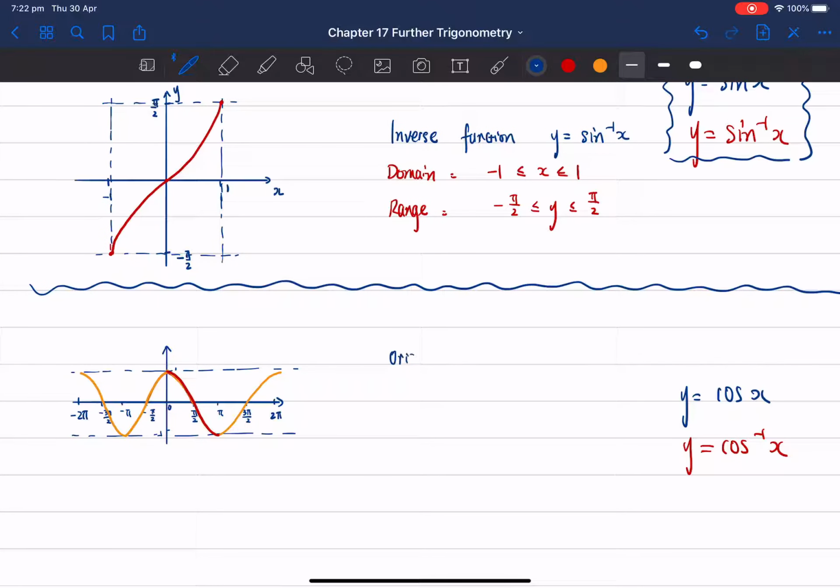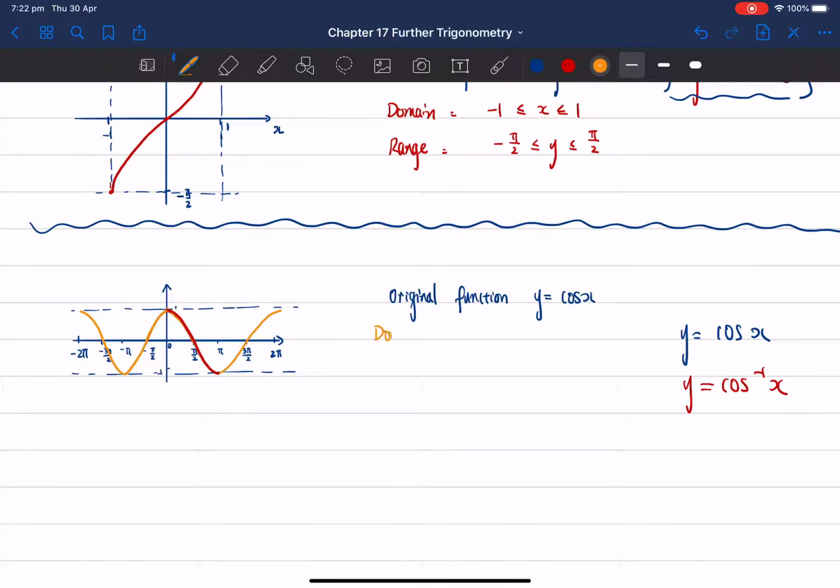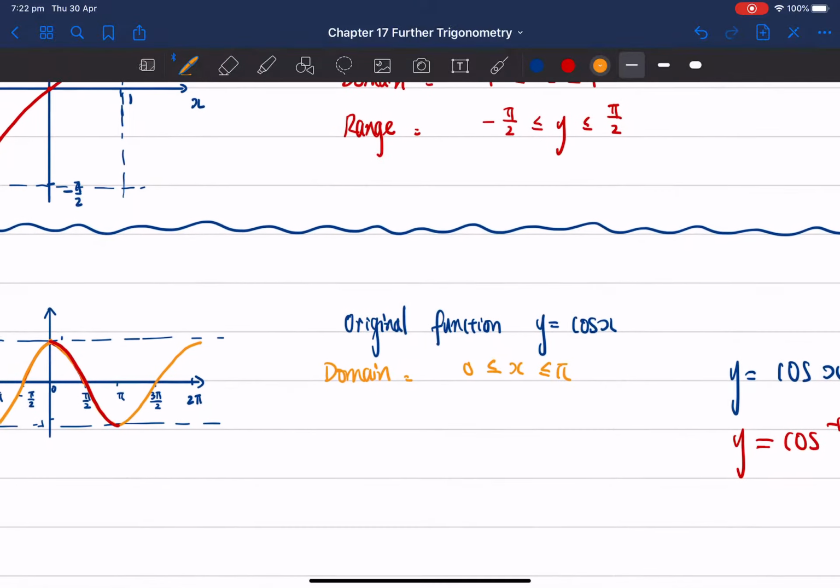The original function y equals cos x. The domain of this original function will be restricted to 0 to pi. And the range is from -1 to 1. So the same thing, the range is still the same.